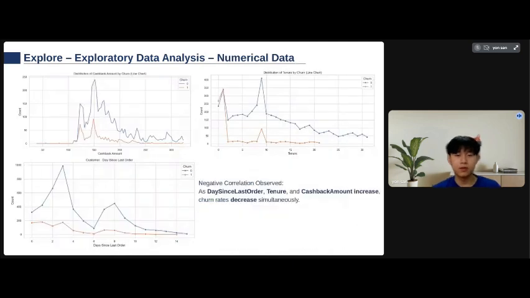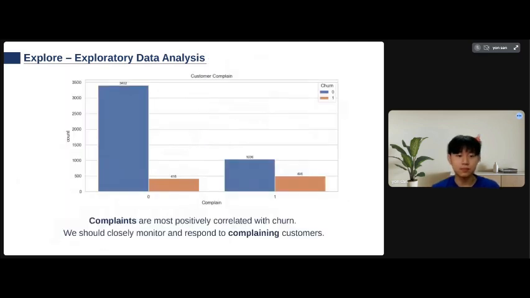For the numerical data, we observed negative correlation: as the days since last order, tenure, and cashback amount increase, the churn rates decrease materially. Complaints are most positively correlated with churn. Therefore, we should closely monitor and respond to the complaining customers.